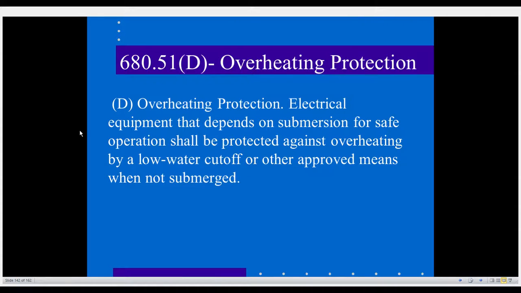Overheating protection, 680.51(D). Electrical equipment that depends on submersion for safe operation shall be protected against overheating by a low water cutoff or other approved means where not submerged. So if the water gets down during the summer, it evaporates out, and this luminaire or this certain type of equipment really depends on the water to keep it from overheating. What's going to happen when the water gets too low is that it's going to overheat. So it has to have some kind of protection in there to protect against the overheating.